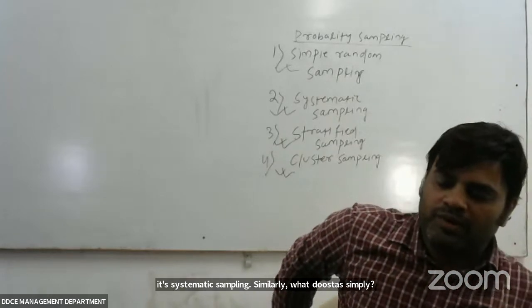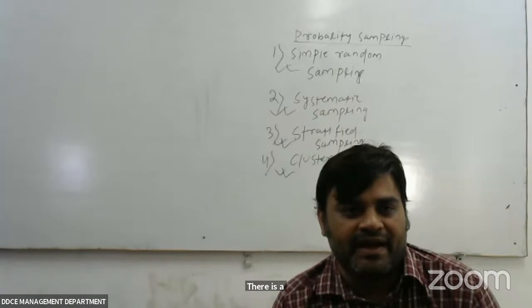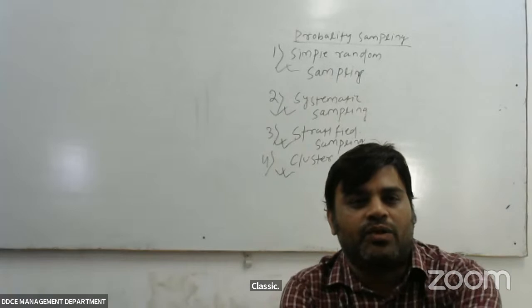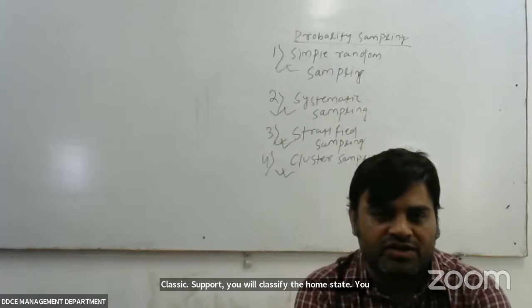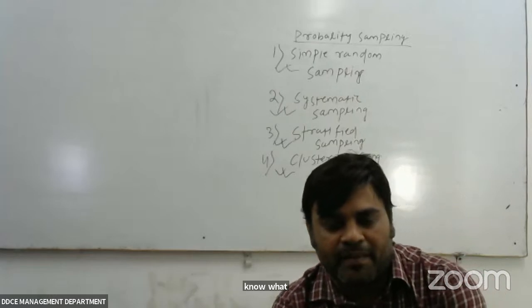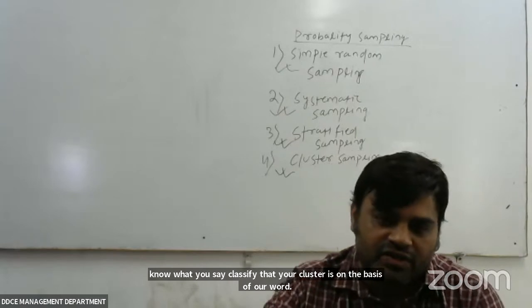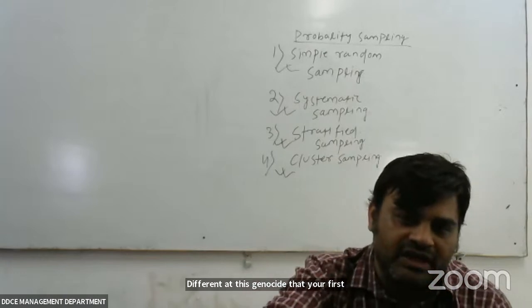Cluster sampling. It's not in a systematic order. It's cluster-wise, classified. Suppose you will classify the whole state. In Odisha, you will classify your clusters on the basis of different regions of Odisha. Suppose your first cluster is southern Odisha, then western Odisha, then eastern Odisha, then another one.